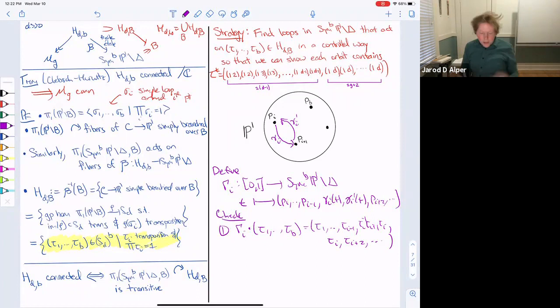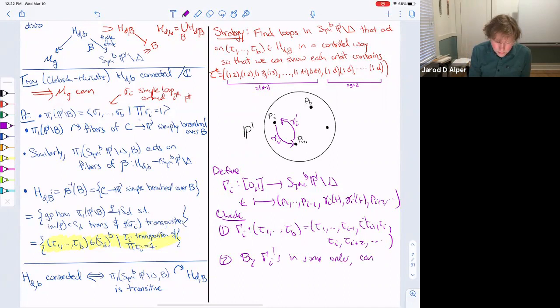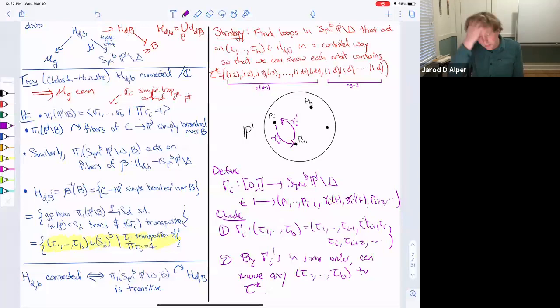And then it boils down to the following combinatorial problem: you need to check that by applying gamma_i's in some order, you can move any sequence of transpositions to this particular one, tau star. And that's just a combinatorial problem. But I hope this gives you a flavor of the argument.